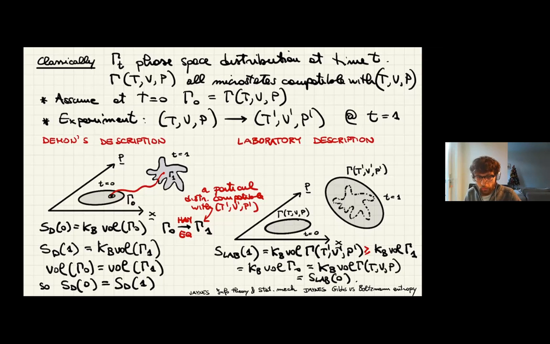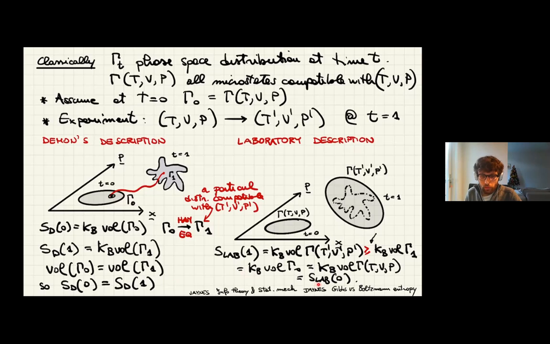Okay. And now we just proved that the entropy in the laboratory is increasing, which is the statement of the second law. And this is actually just a consequence of the fact that this entropy, the entropy defined as the volume of microstates, is conserved by the microscopic evolution, plus the fact that we actually do not control everything about this evolution. No?